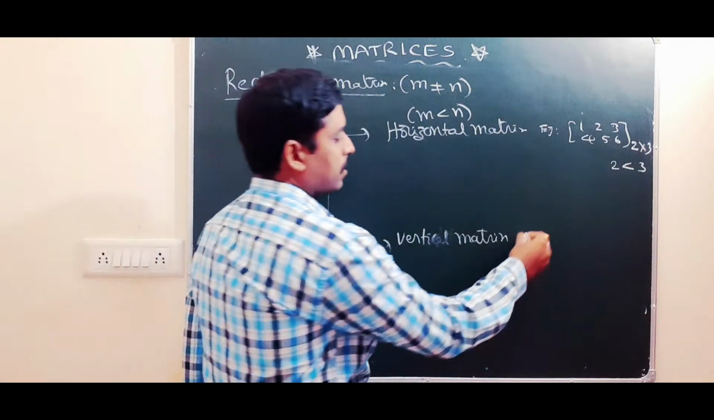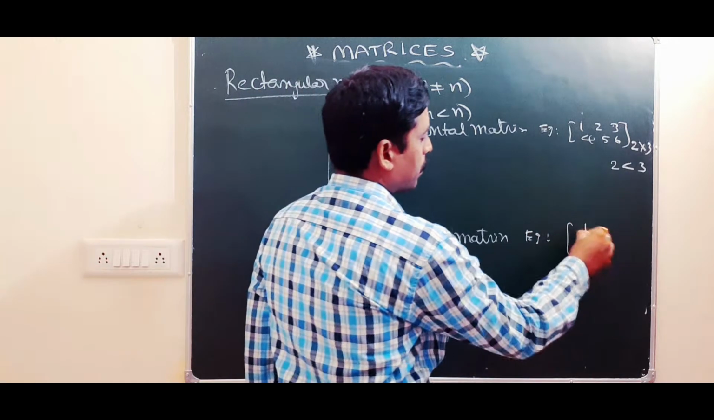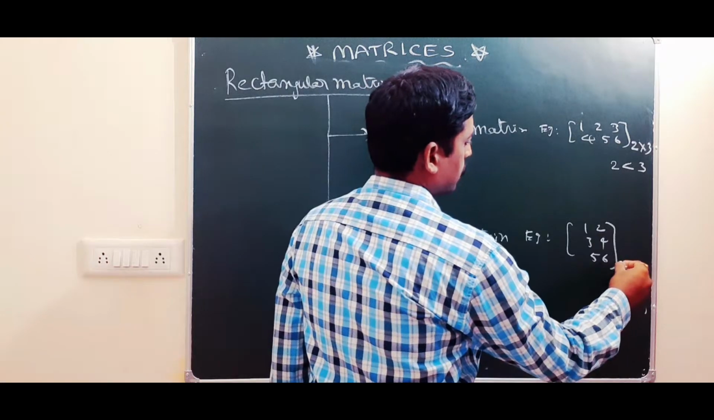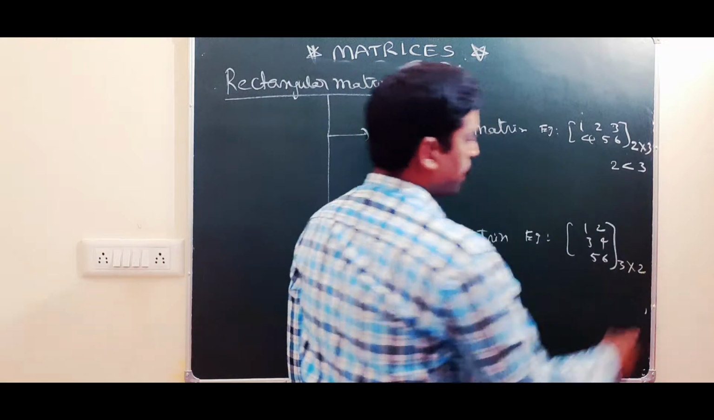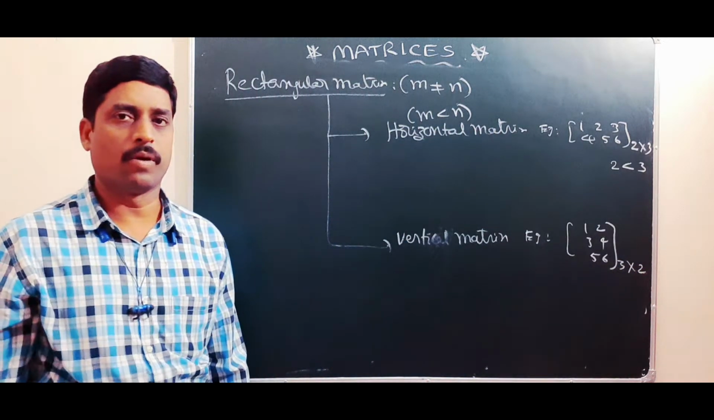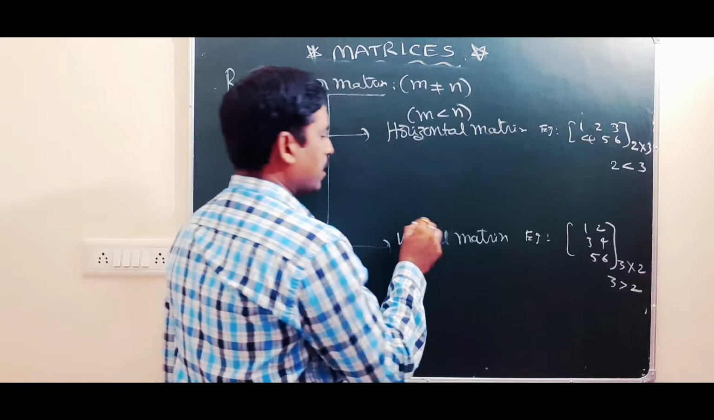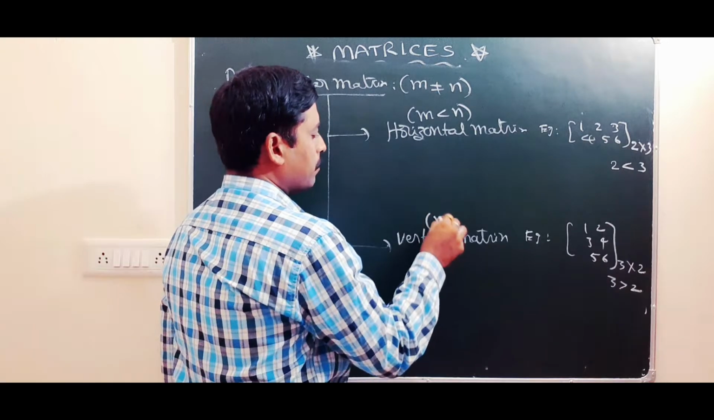In vertical matrix, I give one example: 1, 2, 3, 4, 5, 6. This is a vertical matrix. The order of this vertical matrix is 3 by 2, 3 rows and 2 columns. In this, 3 is greater than 2. So this condition is M greater than N.